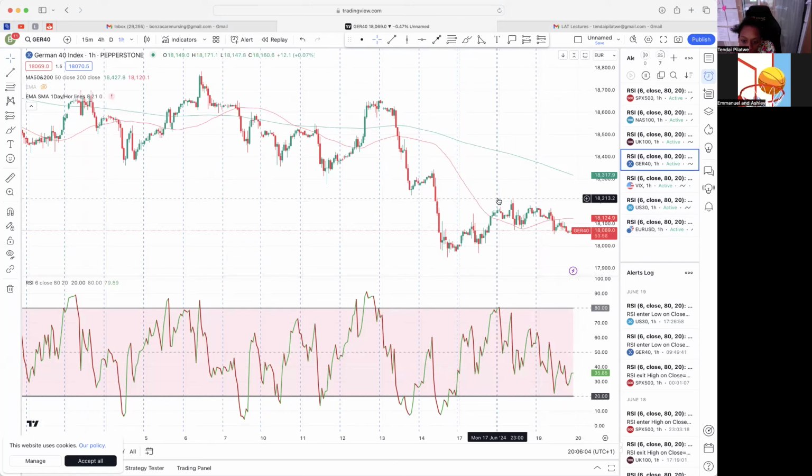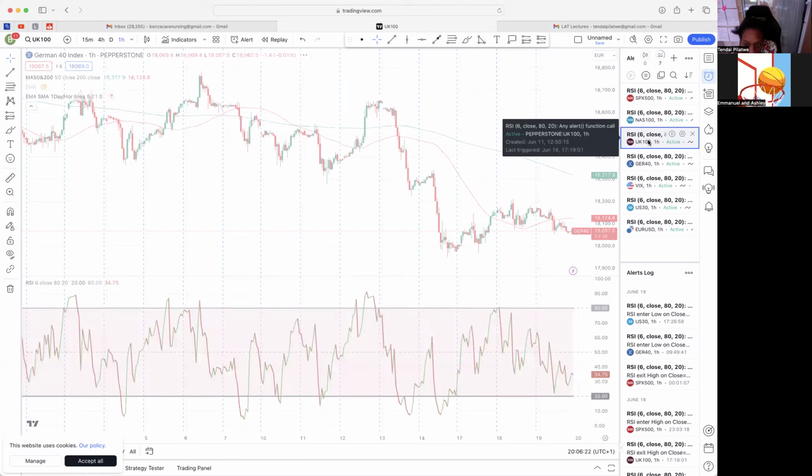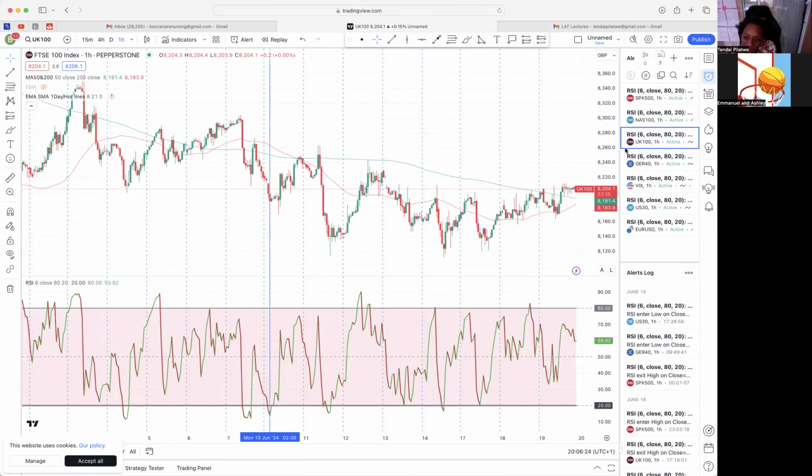So on Monday, that's when it was overbought and it started heading down slowly but surely. Slowly but surely it's heading down. So Monday, this is this point here where my vertical line is. Again, UK 100 is about to cross. So that cross is about to take place.